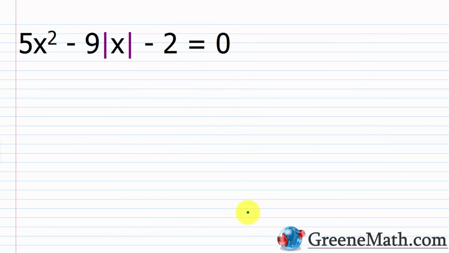All right, so let's wrap up our lesson and look at another common type of problem that you'll see. So let's say we ran into something like this. We have 5x squared minus 9 times the absolute value of x minus 2, and this is equal to 0. So in this particular case, we have this absolute value operation that's kind of in the middle of our equation, and we can't really isolate it.